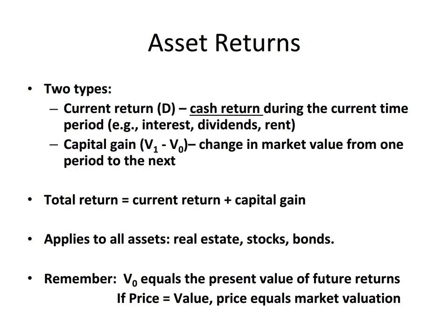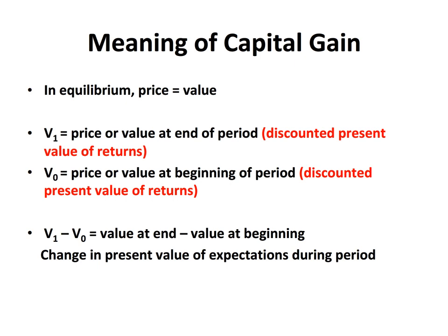Final point here is remember that V sub O equals the present value of future returns, and that does make an important assumption here, and that is that price equals value, that the market results in price equaling the value, or the discounted value, from that asset. We're going to nail this capital gains through all here. We're going to talk about it again, and I'm very big on the interpretation of capital gains and what it means, so don't be surprised on the test if we have a question about capital gains and what it means, and you better get it right.